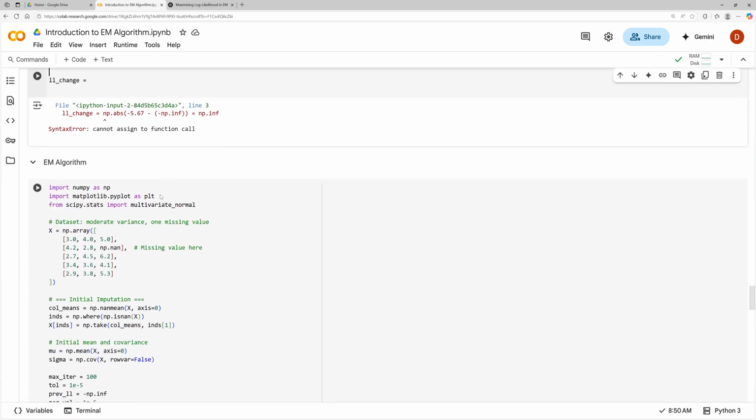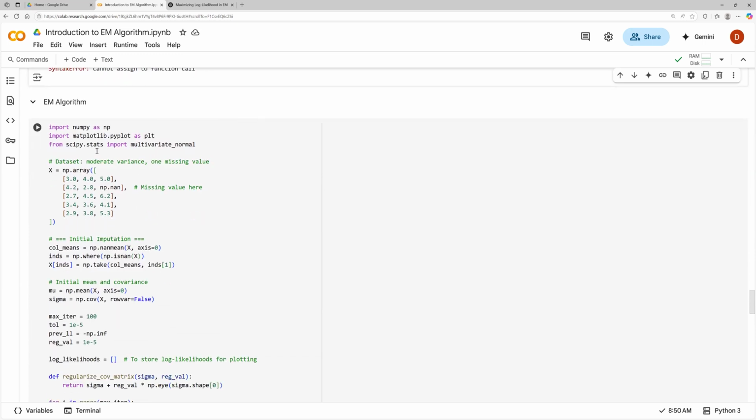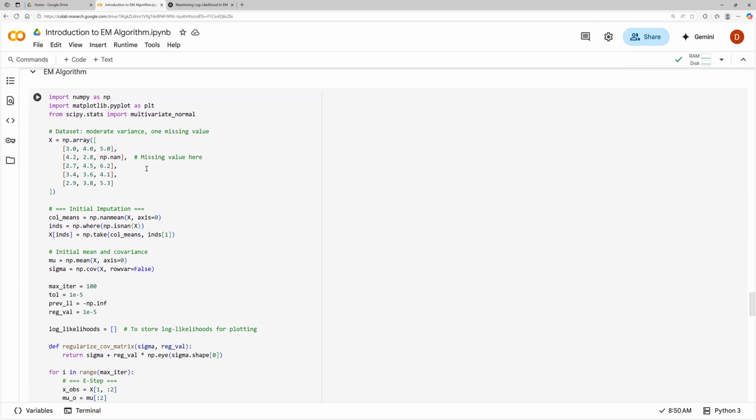So let's go through this. Now we've got this data set. Moderate variance, right? If there's too much variance in the data set, another point to make is that it will probably not converge as quickly. So that's another thing to keep in mind. Okay, so that's important to know.